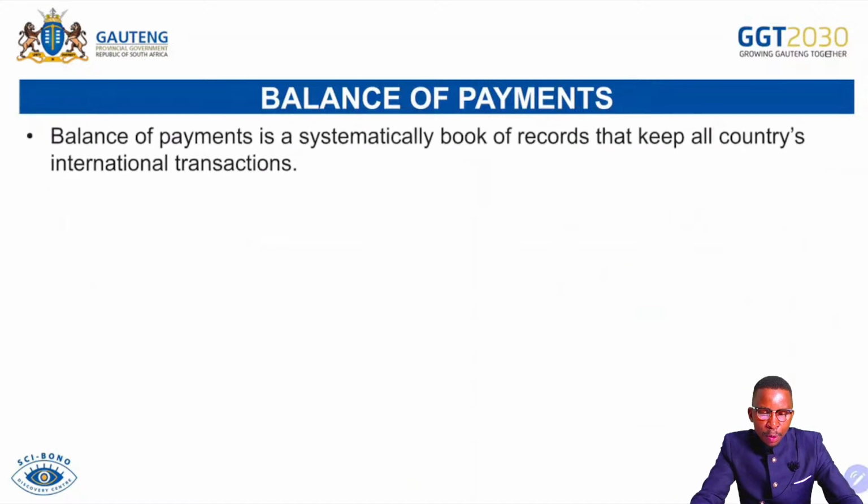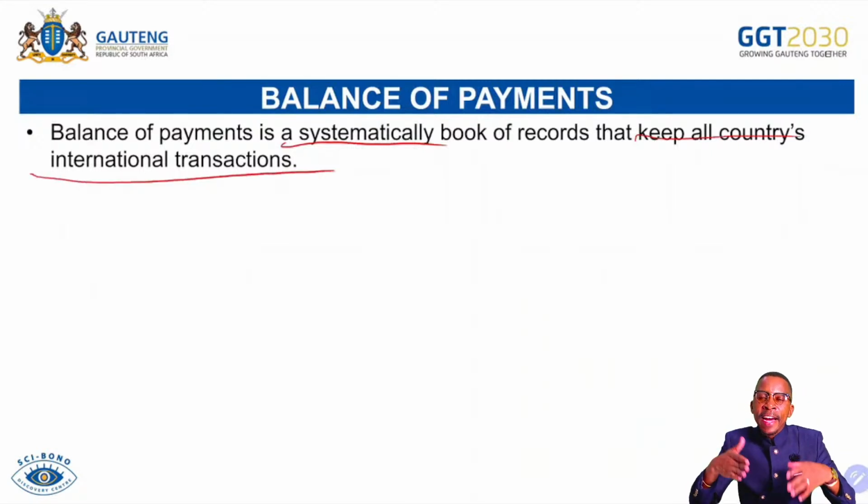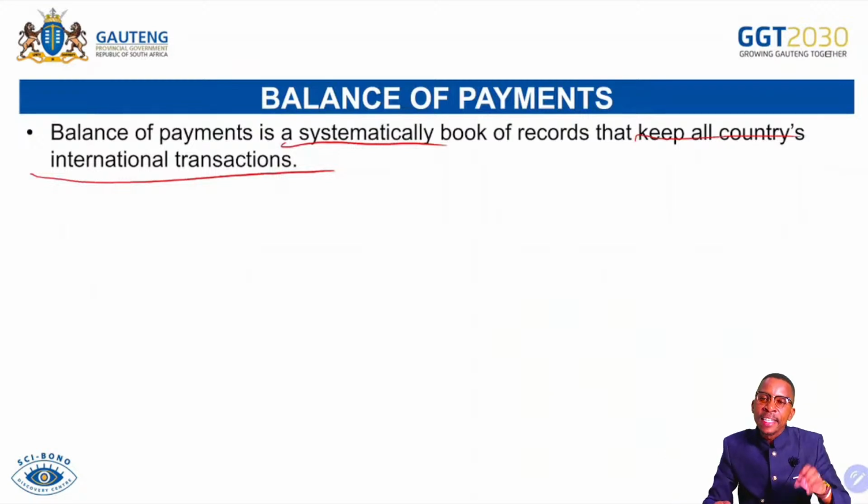So the balance of payment, we call this one a systematic book of records that captures all countries' international transactions. Whenever we are engaged in any transaction internationally, that is captured on the balance of payment. It simply means, as we have our goods exported abroad, we receive money as payment for our goods and services. That money should be added in the South African economy as the payment for export.